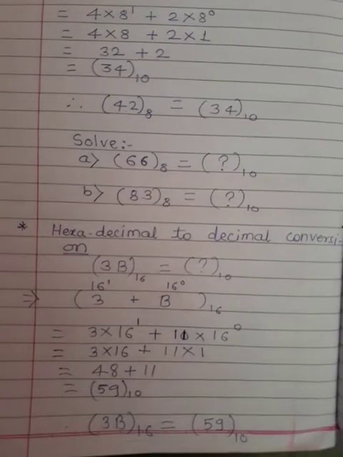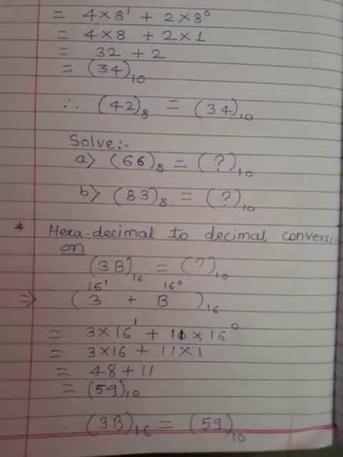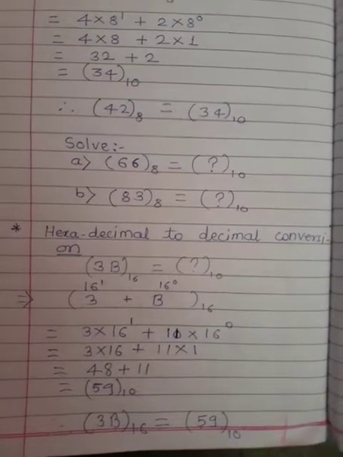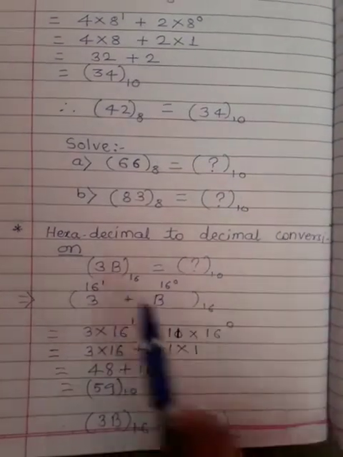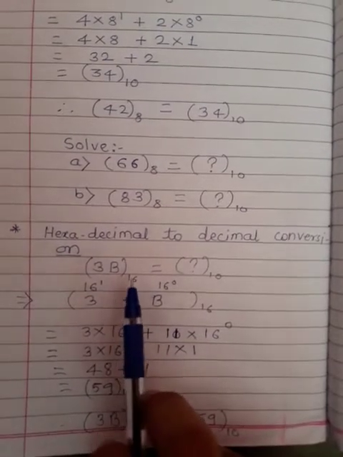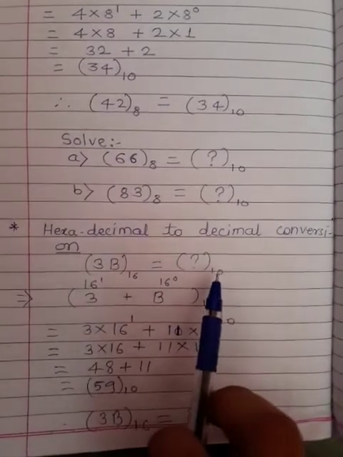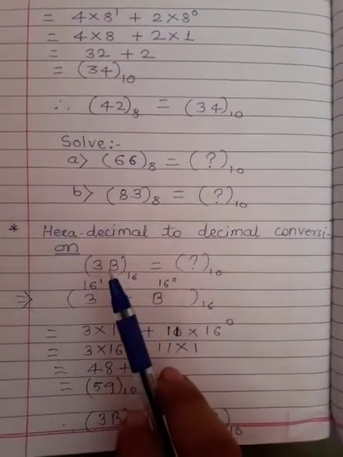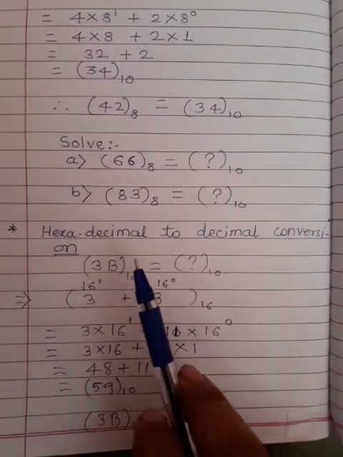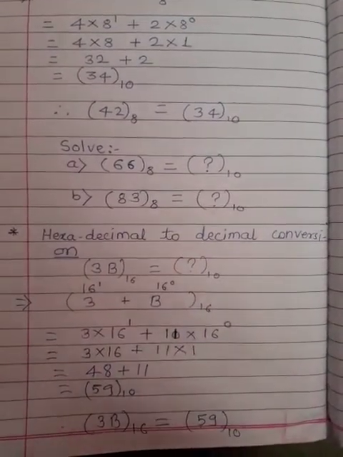Now let us see how to convert the hexadecimal numbers into the decimal numbers. The example given is 3b, and you can see the base is given 16. 16 means hexadecimal number, and here base is 10. So you have to convert the hexadecimal number 3b into its equivalent decimal.